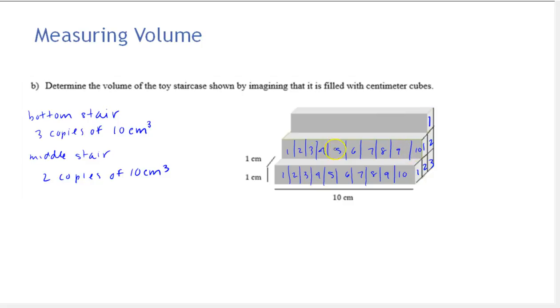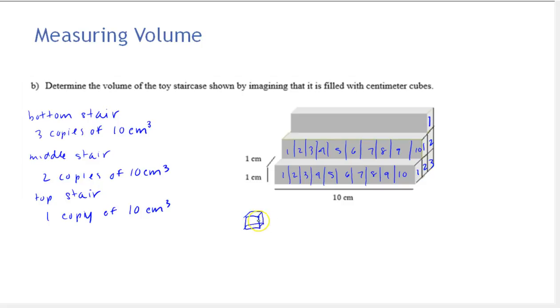Okay, and we can see the top stair, it just has 1 copy and it's equivalent to one of these stairs. So the top stair is 1 copy of 10 cubic centimeters, or centimeter cubed. Okay, so these units, you can think of sugar cubes.